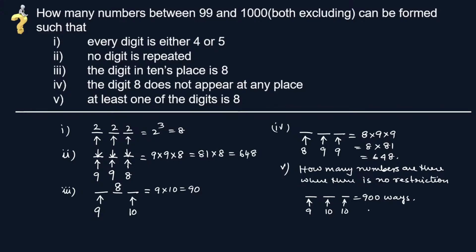Now what I am saying is, I am saying that no number will be formed which will have 8. And we have already calculated that there are 648 ways where there will be no 8. So if I subtract from the total number of ways, what we are getting? We are getting 252 ways of forming the numbers in which at least one 8 will occur.